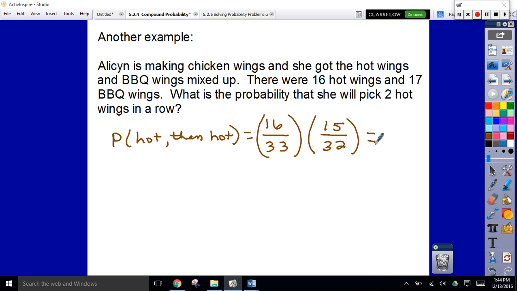Okay, this one works out to be, let's see, 16 times 15 is 240. 33 times 32 is 1,056. Okay, if I were to divide that through, let's express that as a decimal. It's about 0.23. 0.25 would be 1/4, so again, it's about a 1 in 4 chance, just like our last problem. Okay, any questions about this?